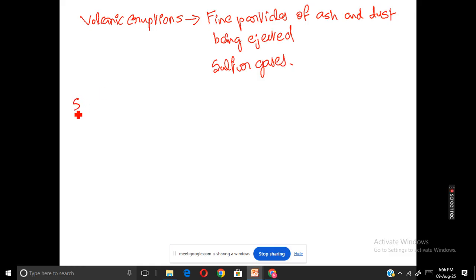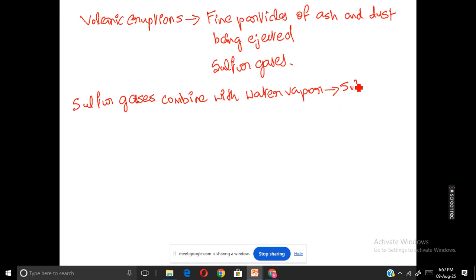What happens is that these sulfur gases combine with water vapor in the presence of sunlight and result in the formation of sulfuric acid particles, which basically reflect the incoming solar radiation.